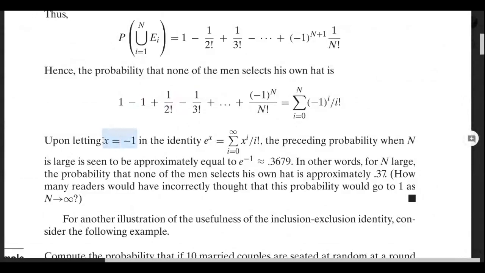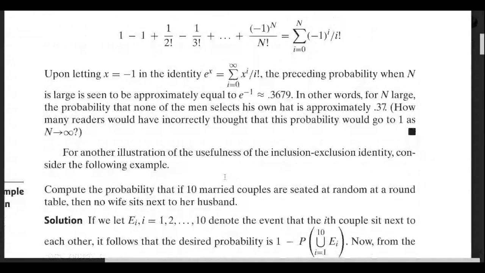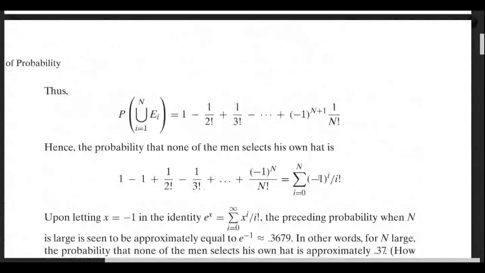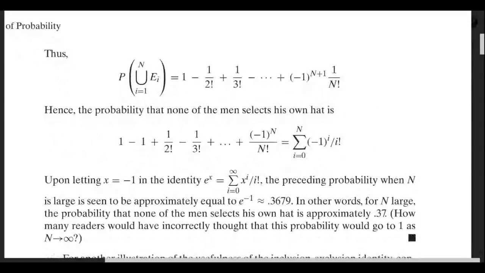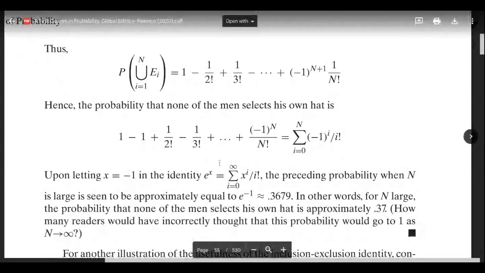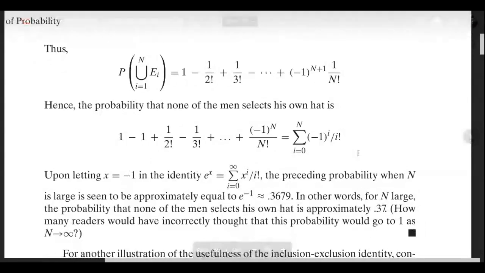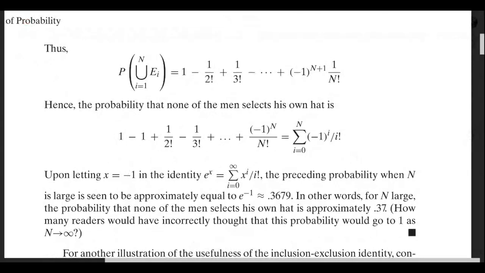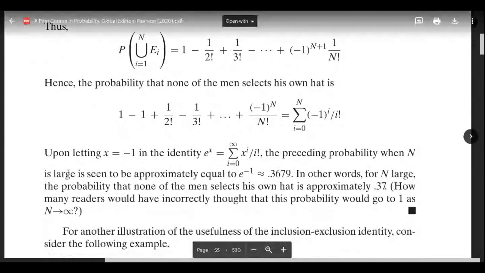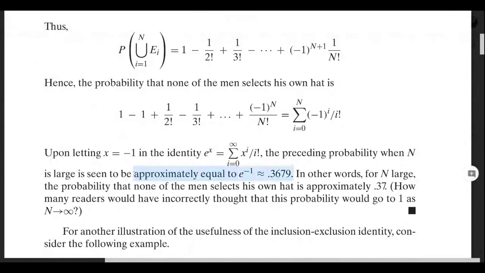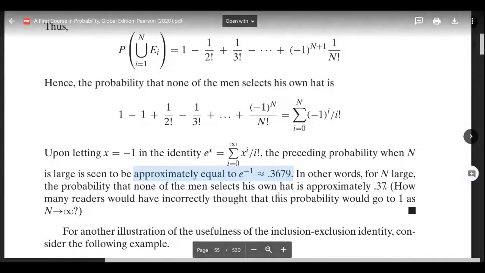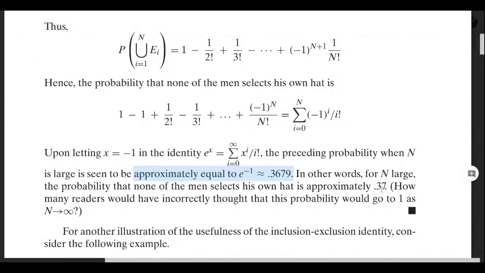If we let x equal -1 in the identity for e to the x, the preceding probability, as n gets large, approaches e to the -1. All right, so the conclusion is when n is large enough, the probability is close to e to the -1. In other words, for n large, the probability that none of the men selects his own hat is approximately 0.37.